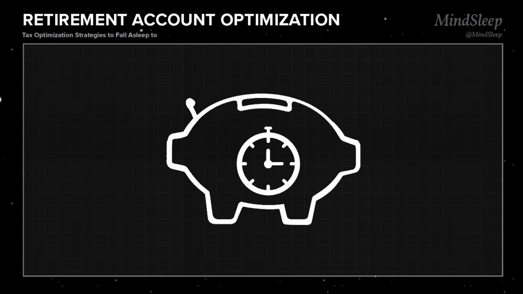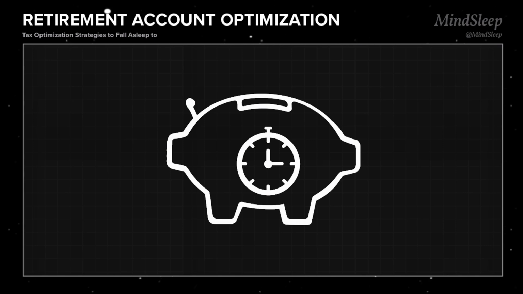The true art of retirement account optimization lies in distribution planning. As we age, our financial needs and tax situations evolve, necessitating a dynamic approach to withdrawals. Consider the concept of tax bracket management. By carefully controlling your taxable income each year, you can potentially remain in lower tax brackets, reducing your overall tax burden. This leads us to a more advanced technique: the Roth conversion ladder.